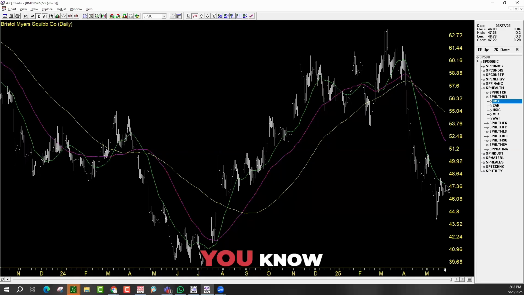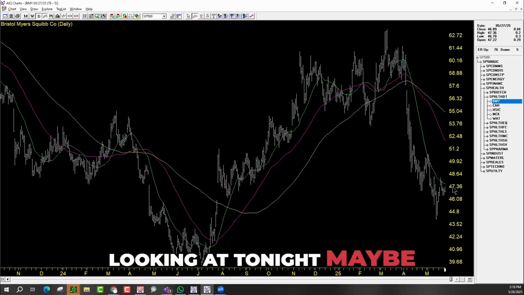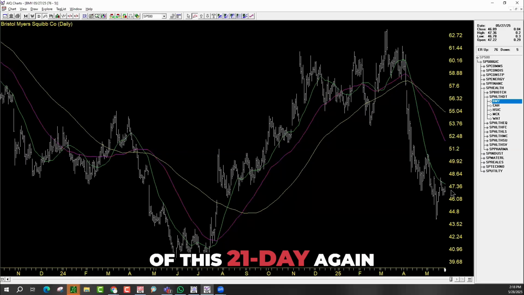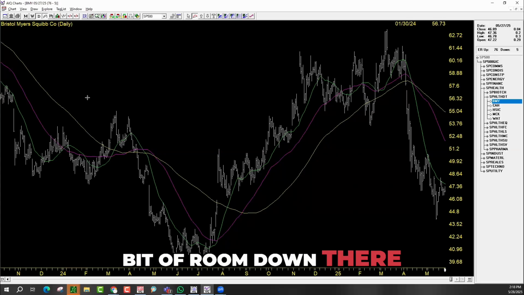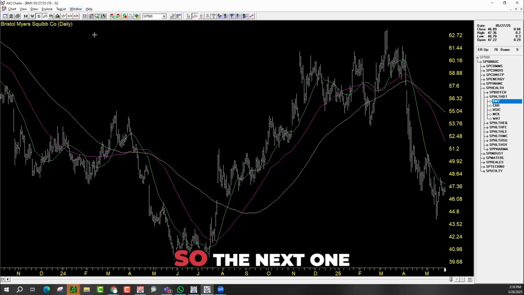So that's possibly, looking tonight, maybe if it bounced off of this 21-day again, it's a candidate to go short. Look at the space we've got down here. It's quite a lot, all the way from 47 and change down to 39. So there's a little bit of room down there. But it's a good looking candidate.